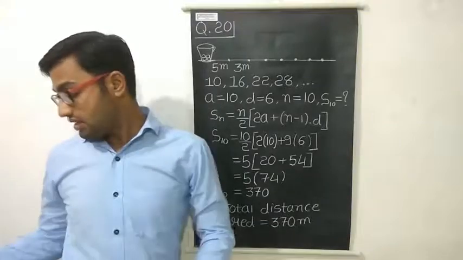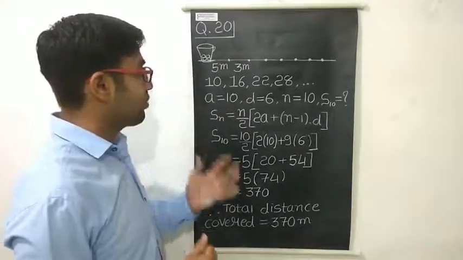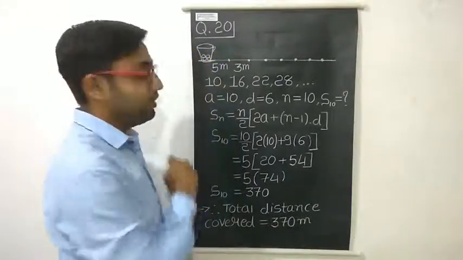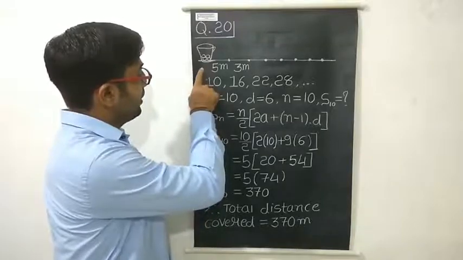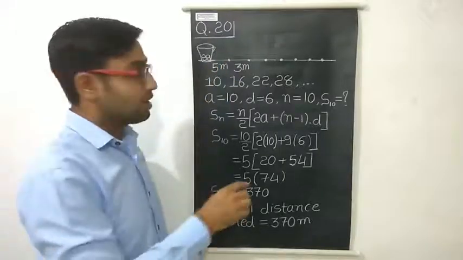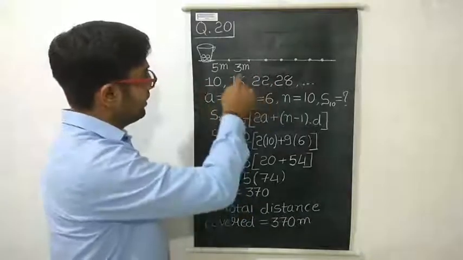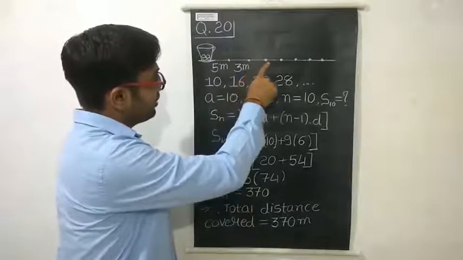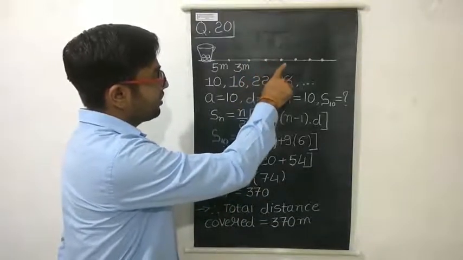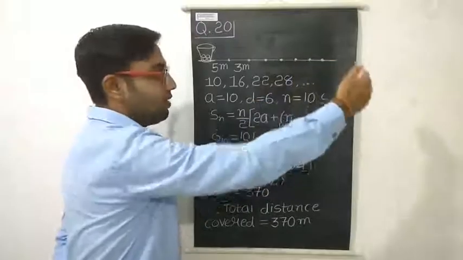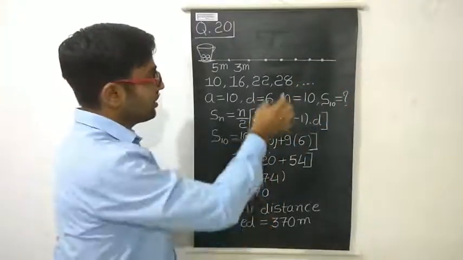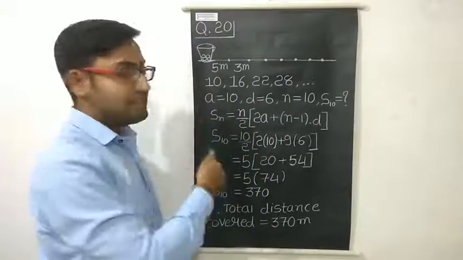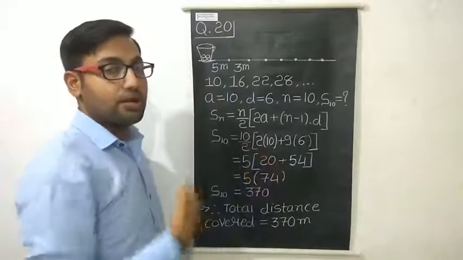So here there is a situation of the competition of the potato race. So this is the bucket. This is the starting point. From this point, at the 5-meter distance, the first potato is placed. After that, at the distance of 3 meters, another potato is placed. Then after 3 meters, again the third potato. After 3 meters, the fourth. In the same way, 10 potatoes are placed, all at an equal distance of 3 meters. Only the first potato is at 5 meters distance from the starting point.